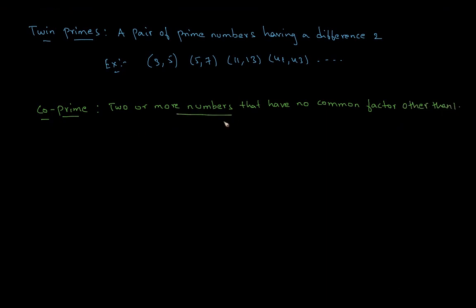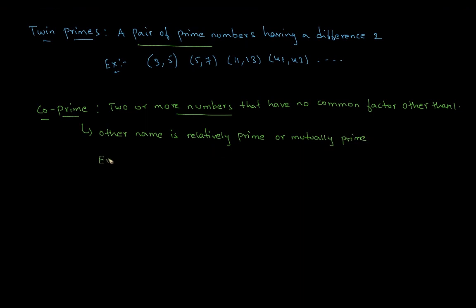See, I am using here the numbers. Okay, it is not necessarily that the numbers should be prime numbers. See, in twin primes it should be the pair of prime numbers definitely, but in co-prime it is not necessarily the prime numbers, right? It can be any numbers, right? So the other name of co-prime is relatively prime. It can be called relatively prime or mutually prime. Okay, these are the other names for the co-prime numbers, right?